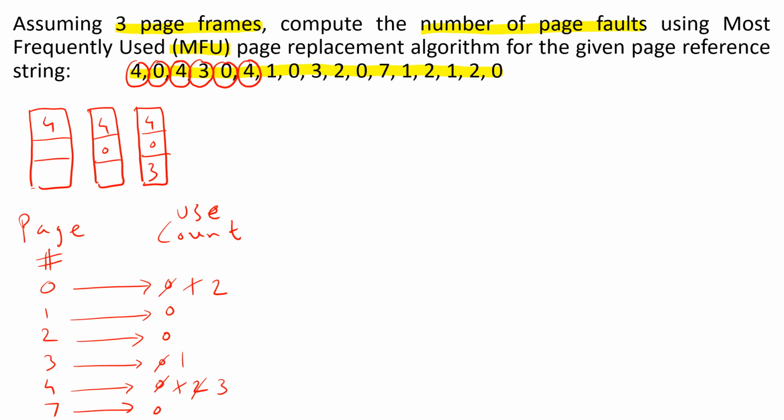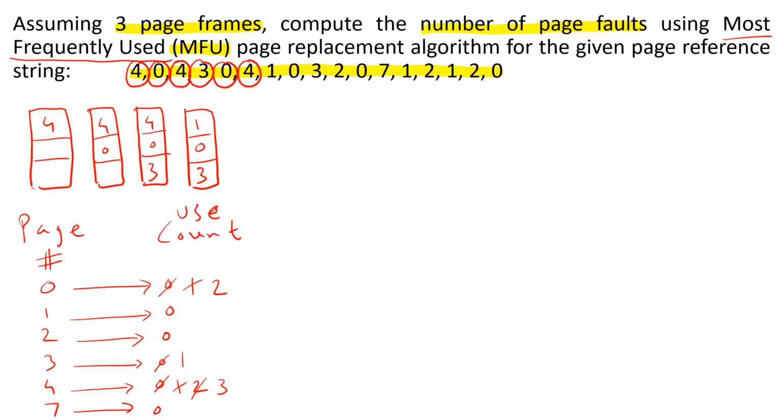Now we need page 1. It is not there in main memory, so we will bring that page into main memory by selecting one of these 3 pages as victim, either 4, 0 or 3, based on the use count. The algorithm is most frequently used, so which page will be selected as victim? The one which is most frequently used. So 4 is used 3 times, 0 is used twice and 3 is used once. The most frequently used page is 4, so we replace 4 with 1. So 4 is thrown out and 1 is taken into main memory.